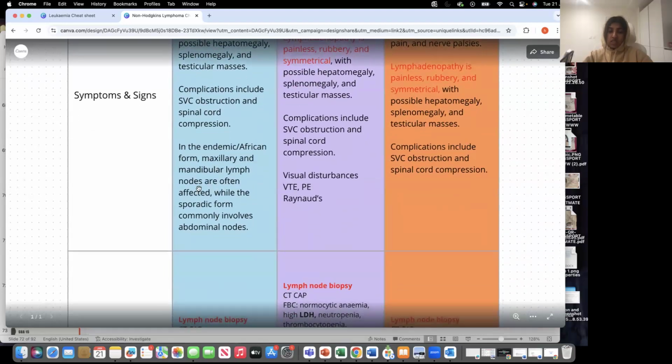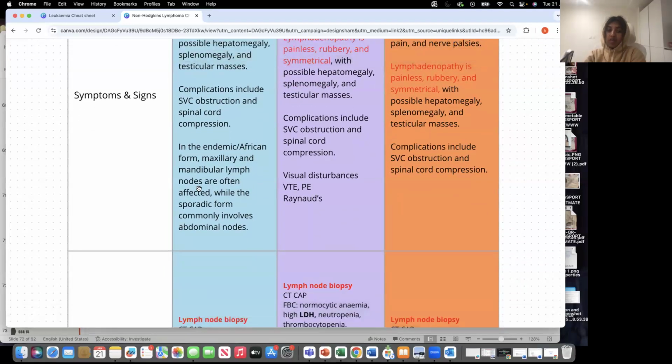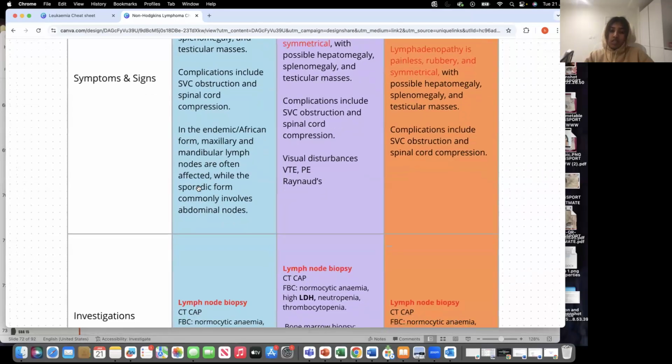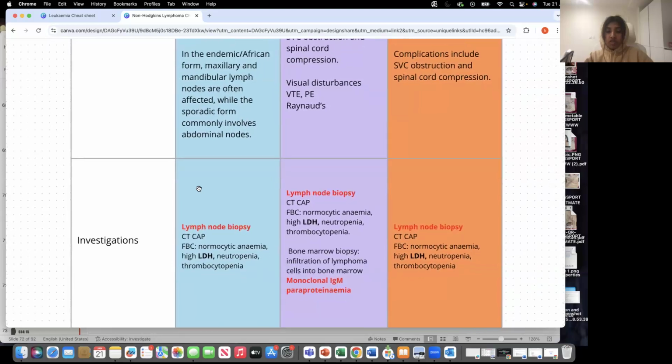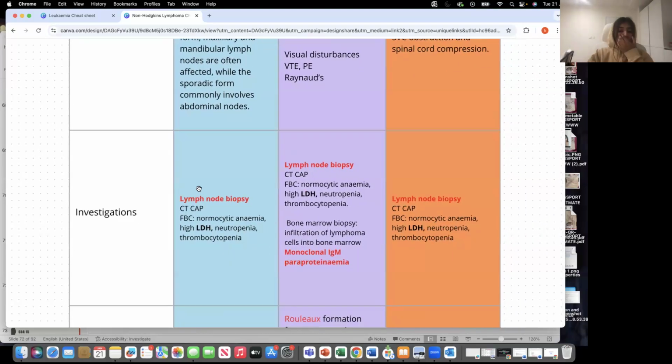And then Burkitt's can be endemic in Africa. There's an endemic form, the African form, where the maxillary and mandibular lymph nodes are commonly affected, whereas the other form affects the abdominal lymph nodes. That's a bit niche; I doubt they'll ask you that. Investigation for lymphoma: do a lymph node biopsy.